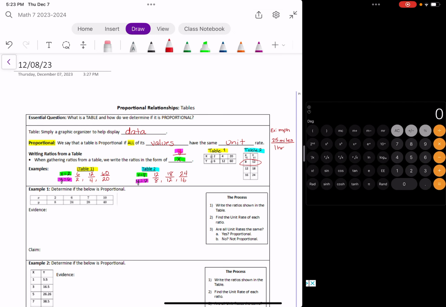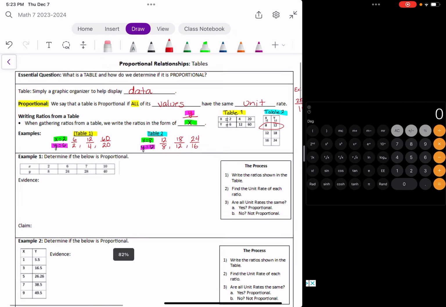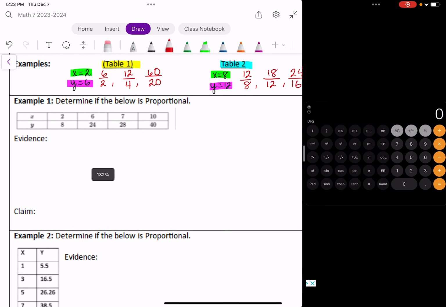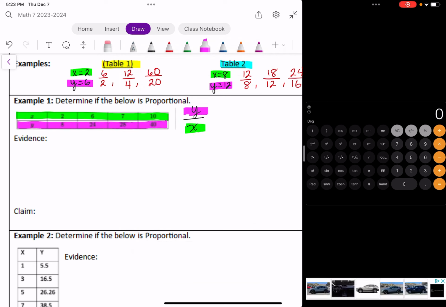So let's look at example number 1. Let's follow the process. The first thing to do is write the ratio shown in the table. Remember, our ratio has to look like y over x. All of our x's can be green, and all of my y's are going to be purple. I have to go in that order.